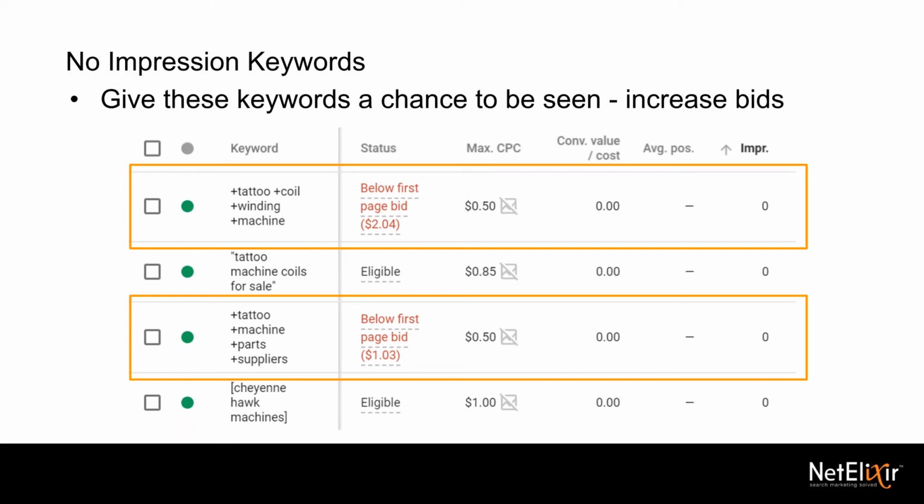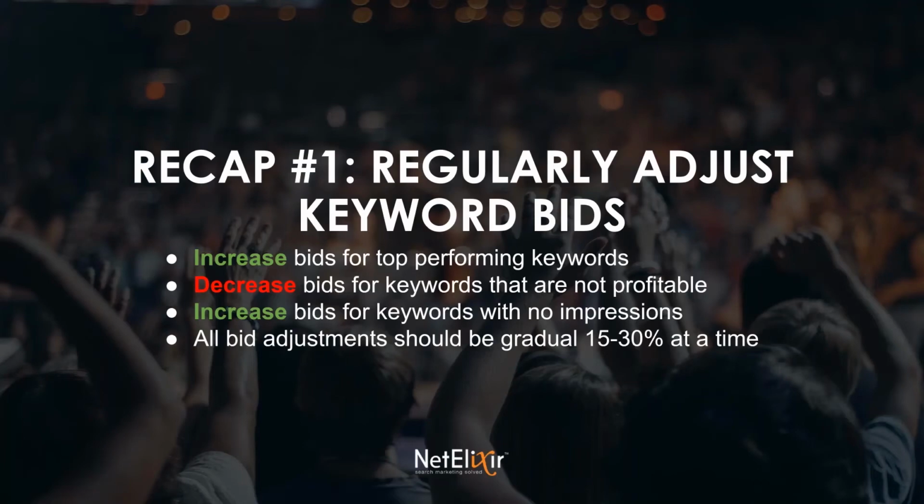Okay, great. Thanks, Sam. So to recap this first section, you want to increase bids for your top performing keywords, decrease bids for those that are costing you more money. Make sure to increase bids for those keywords with no impressions yet. You want to give them a shot and make sure your bid adjustment should be gradual. Keep it within 15 to 30% at a time.